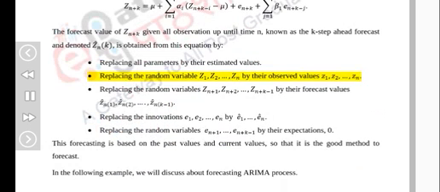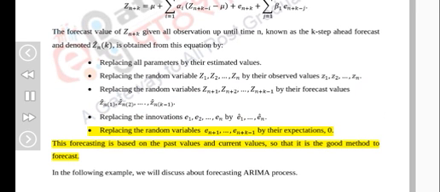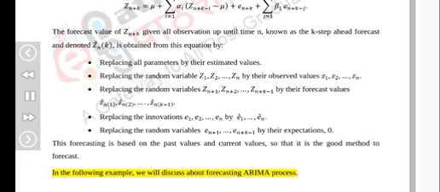Replace the random variables Z1, Z2, ..., Zn by their observed values. Replace the random variables Z_{n+1}, Z_{n+2}, ..., Z_{n+k-1} by their forecast values Z_n(1), Z_n(2), ..., Z_n(k-1). Replace the innovations e1, e2, ..., en by their estimates. Replace the random variables e_{n+1}, ..., e_{n+k-1} by their expectations, 0. This forecasting is based on the past values and current values, so it is a good method to forecast. In the following example, we will discuss forecasting an ARIMA process.